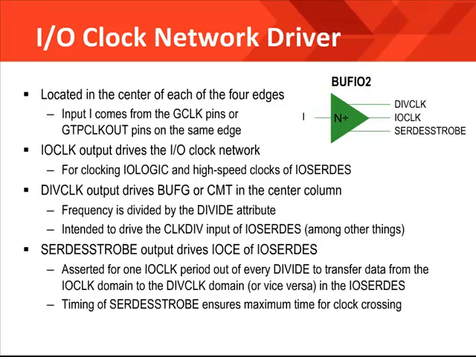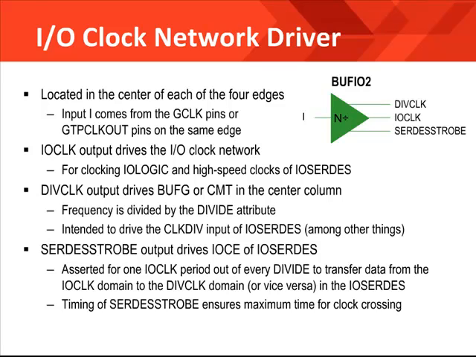The BUFIO2 is designed specifically for use with the ISERDES and OSERDES resources. In addition to driving the I/O clock output onto the I/O clock network, this buffer can also generate a divided clock and clock enable required to manage the data transfer within the ISERDES resources. These are located in the center of each of the 4 edges. The input I will come from the global clock pins or the GTP clock output pins on the same edge, and that would of course be coming from the MGTs or serial gigabit transceivers. The I/O clock output will drive the I/O clock network for clocking the I/O logic and the high-speed clocks of the ISERDES. The divided clock or DIVCLK output drives BUFG or CMTs in the center column.